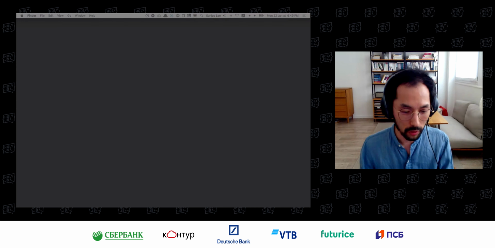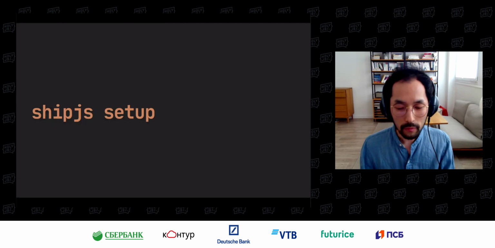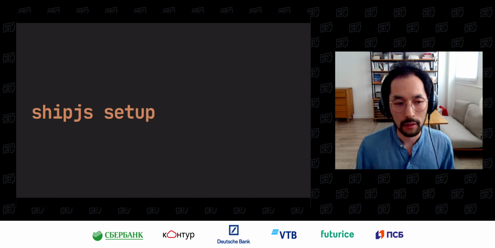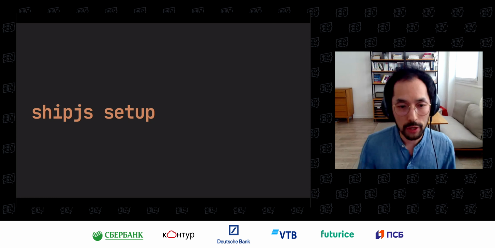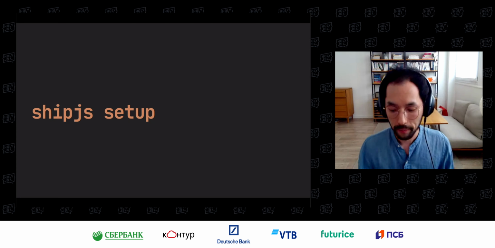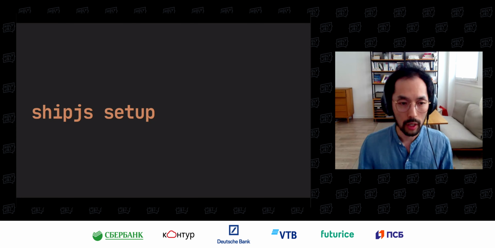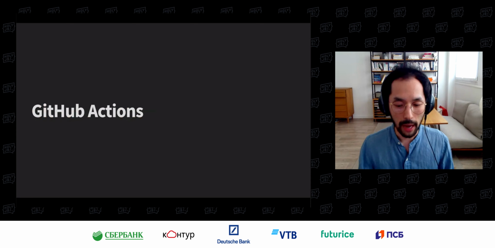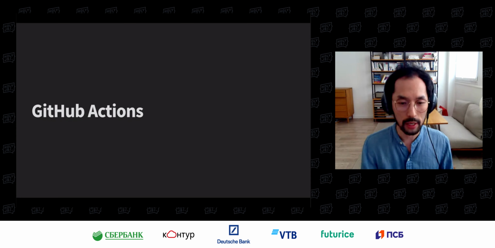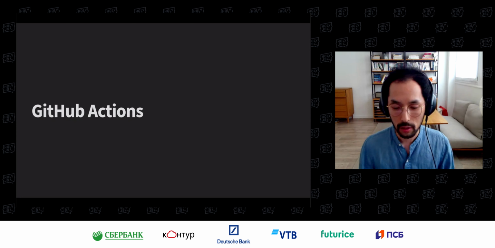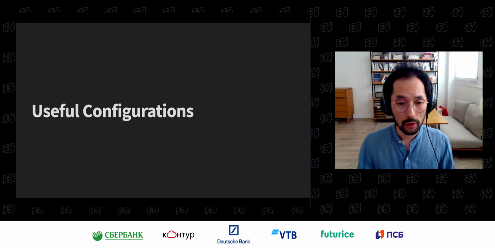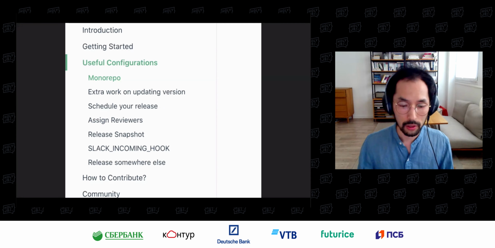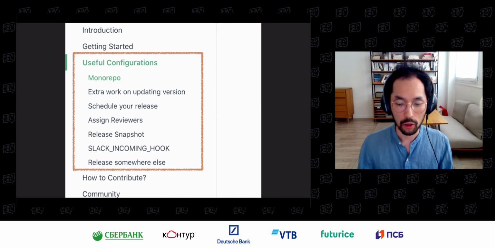We are almost done, by the way. As you see in the first video, we have a command, shipjs setup, and it helps you set up ShipJS in your library. And it also gives you a choice to use GitHub Actions. I focused on CircleCI because I am using it, so that's an easy example for me, but you can definitely use GitHub Actions. And as I said, we have many useful configurations like this in the documentation.